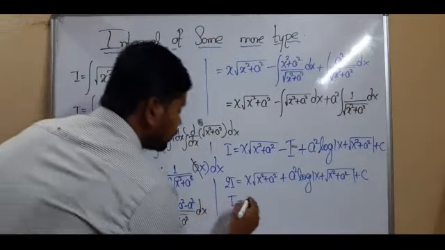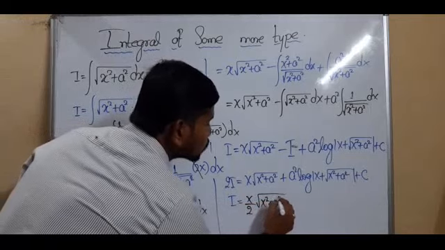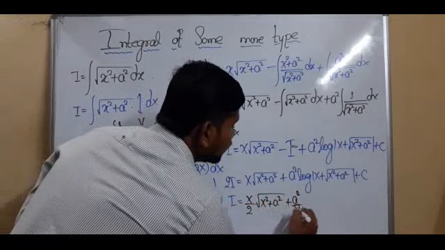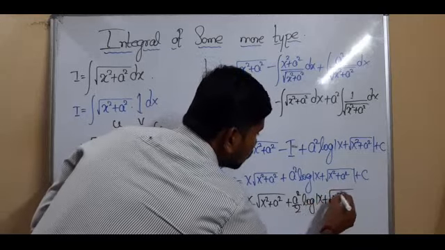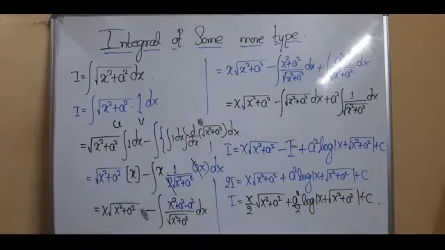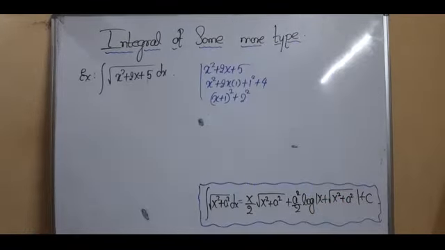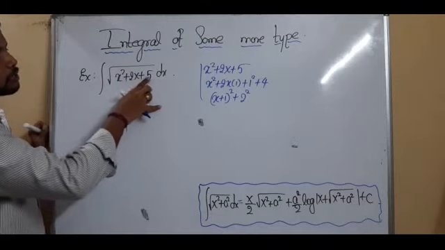The formula will be x by 2 square root of x square plus a square plus a square by 2 log of modulus of x plus square root of x square plus a square plus c. Understood the part? Based upon this, I'd like to solve one example. Observe the example. Integral of under root of x square plus 2x plus 5.